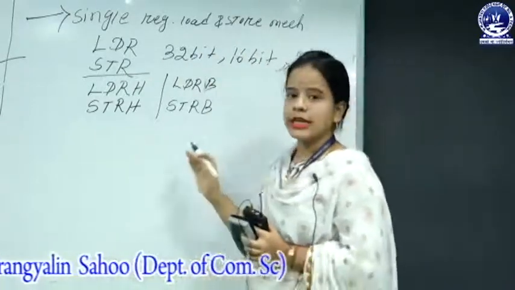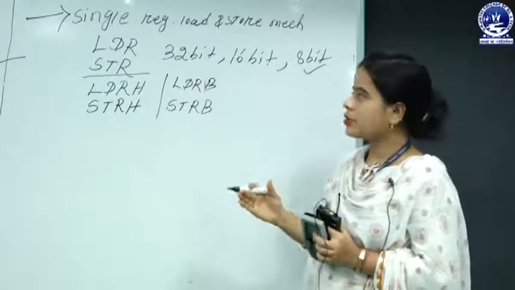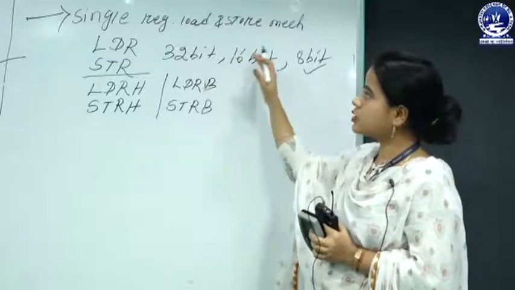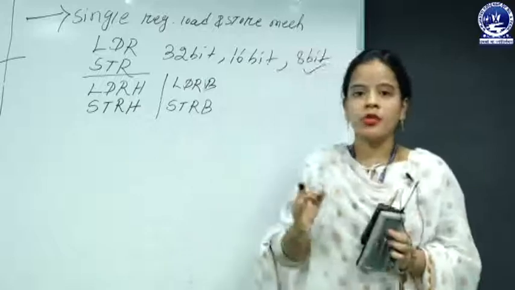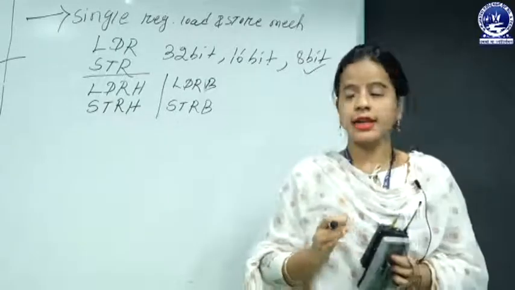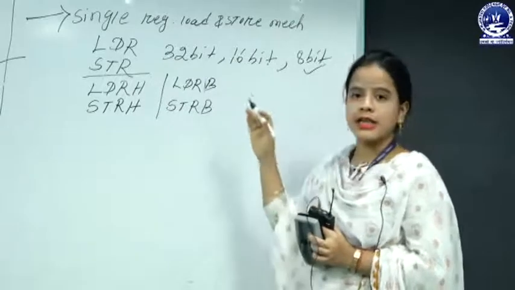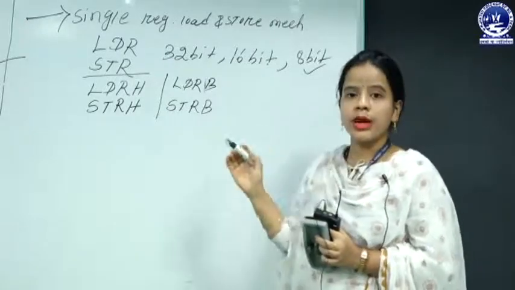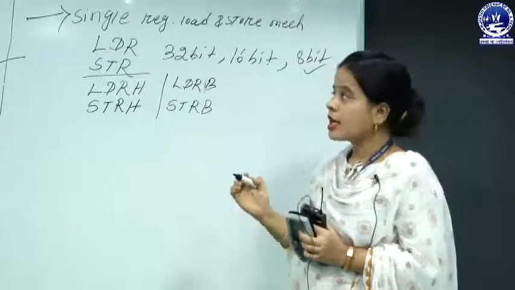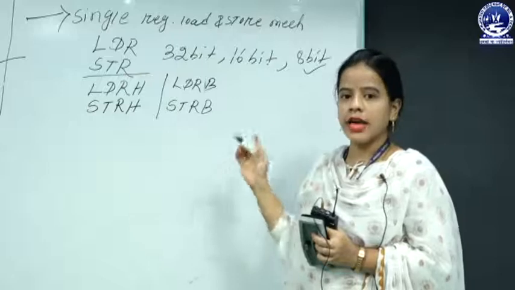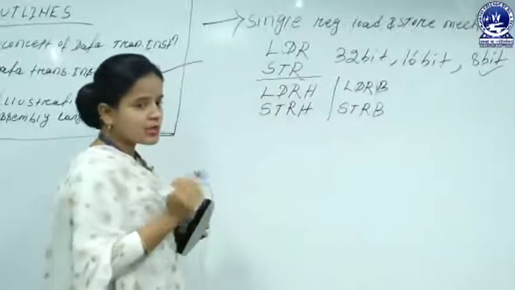So now let's check how programs are rewritten in assembly language using the single register load and store mechanisms. In the general way, whenever we execute any data elements using assembly code, data transfer instructions hold the data in between register to memory and memory to registers, so it supports indirect and direct addressing modes.